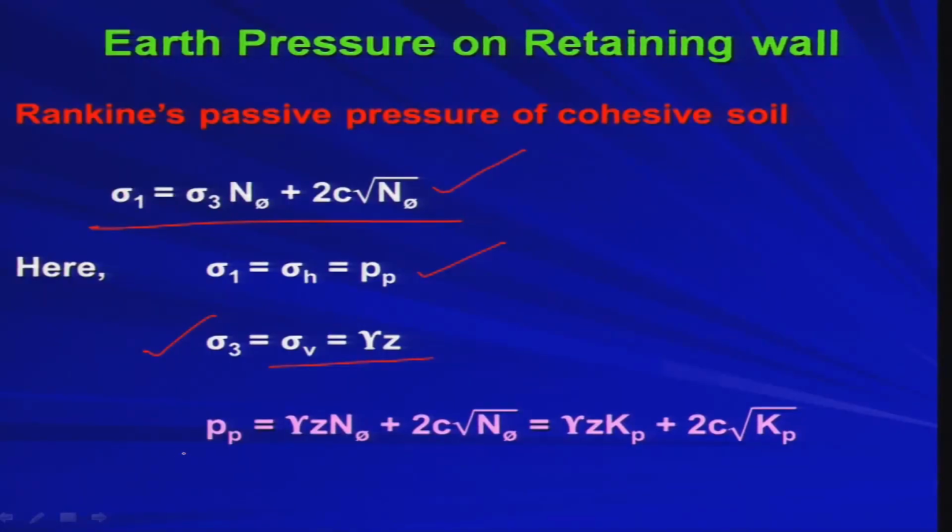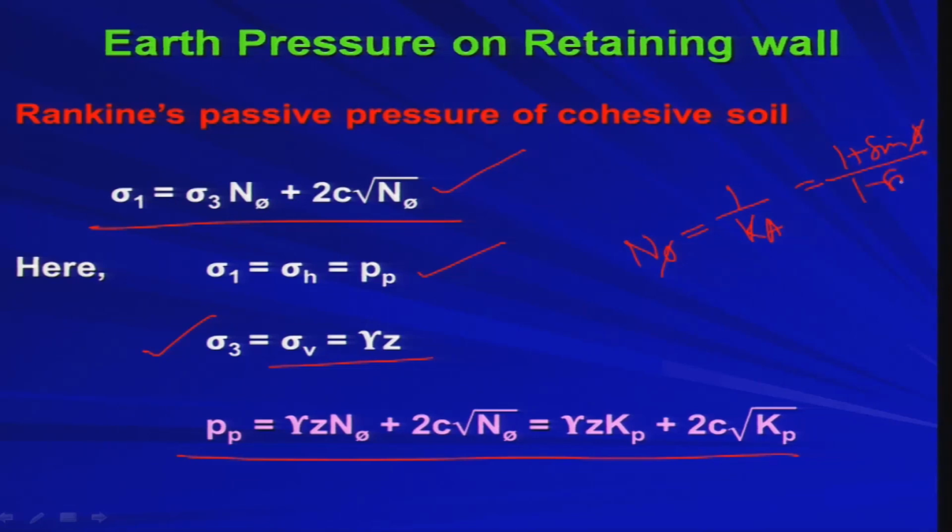So, if I put these things in this expression, I will get an expression like this. Pp is equal to gamma Z into N phi plus 2c root over N phi, where N phi already we know is nothing but 1 by K, which is nothing but (1 plus sin phi) by (1 minus sin phi), which is nothing but Kp. So, gamma Z N phi is nothing but gamma Z Kp, plus 2c root over N phi, instead of that I can write 2c root over Kp. So, this is the passive pressure along the wall depth of H.